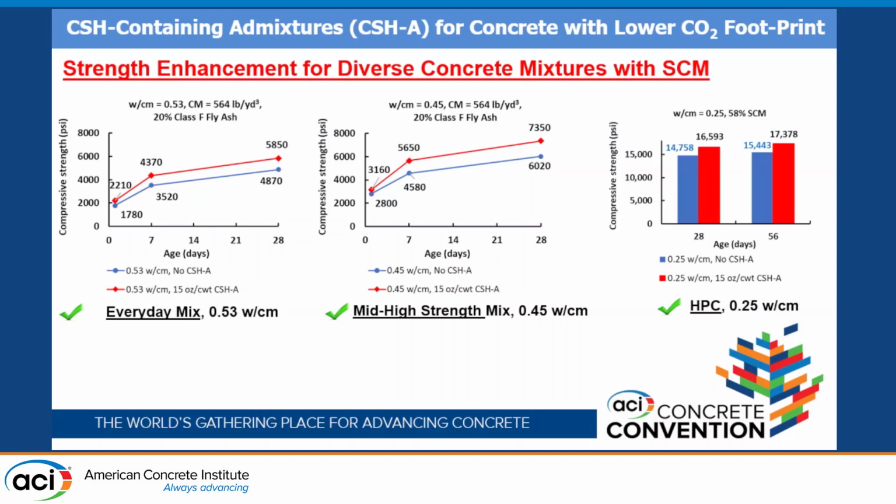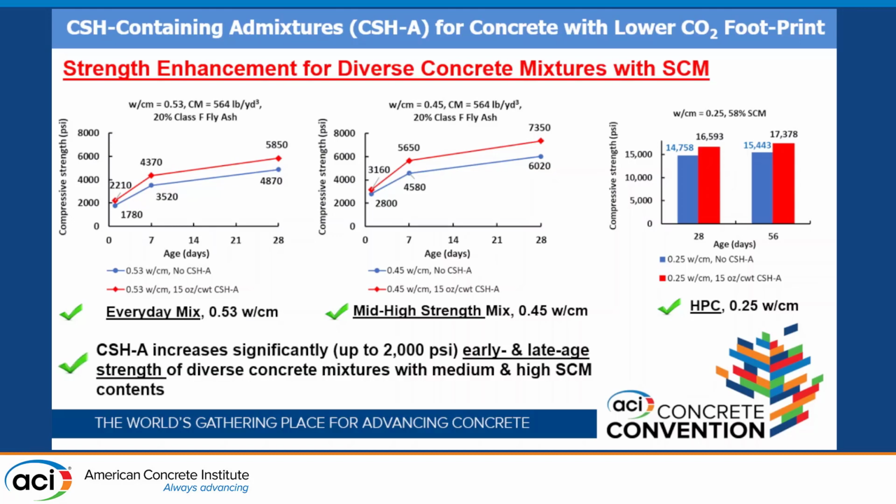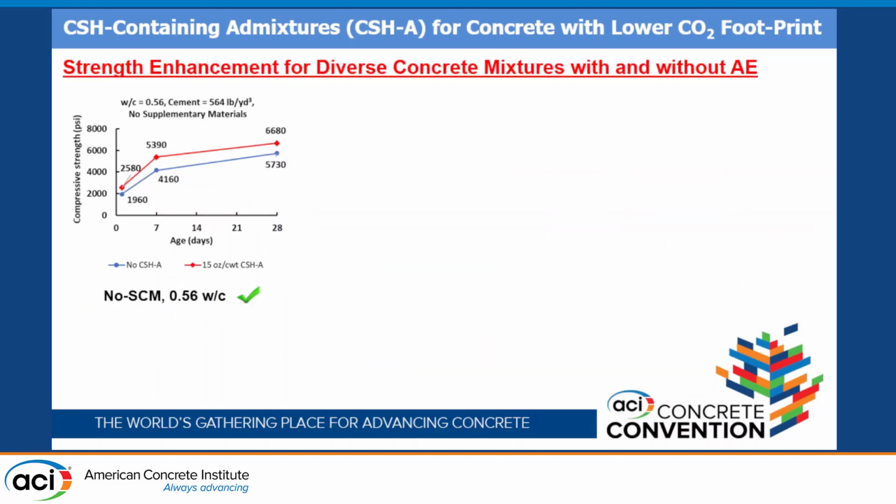Or in the case of high-performance concrete, when we have water cement ratio 0.25 and supplementary materials almost 60%, the increased strength at 28 days and 56 days is about 2,000 psi. In short, we can say that CHH containing admixtures increase significantly early and late strength of diverse concrete mixtures with medium and high supplementary materials contents.